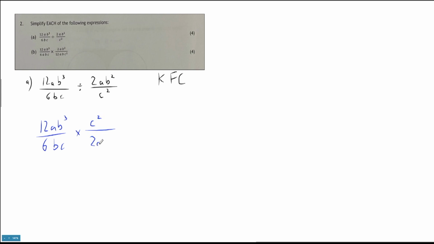So c squared over 2ab squared. Now let's see what I can cancel. Effectively, this is just one object. There's no need for this multiplication in the middle. I could have just written it all together. But let's see what we can cancel out. So this a and this a can be cancelled.